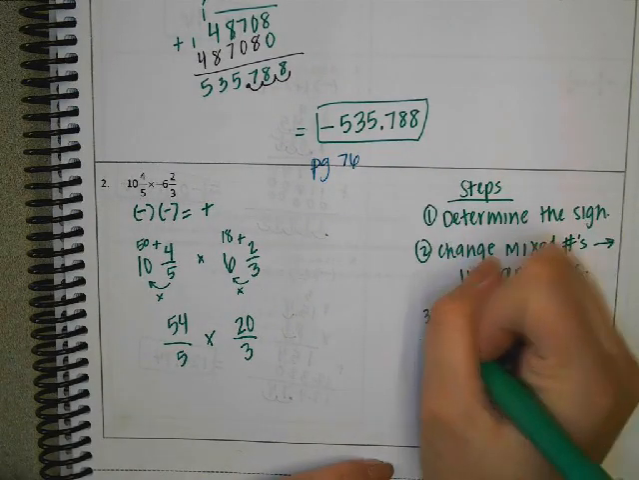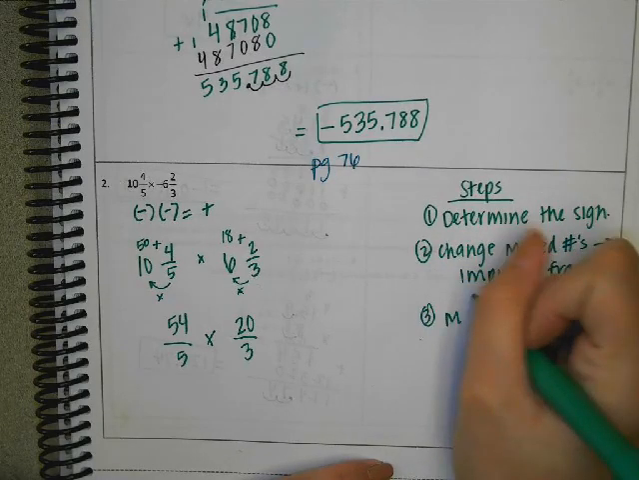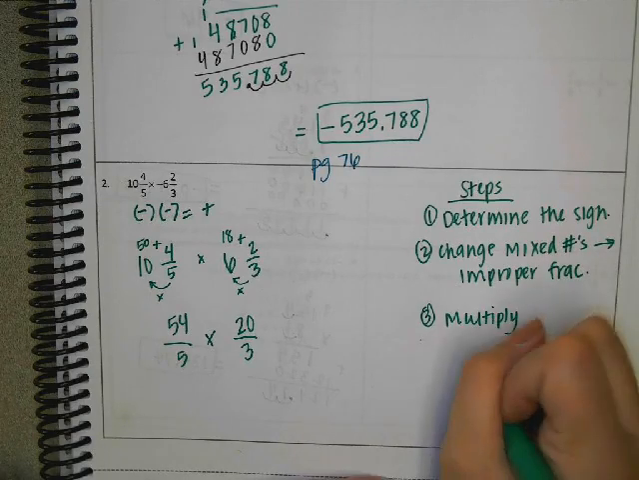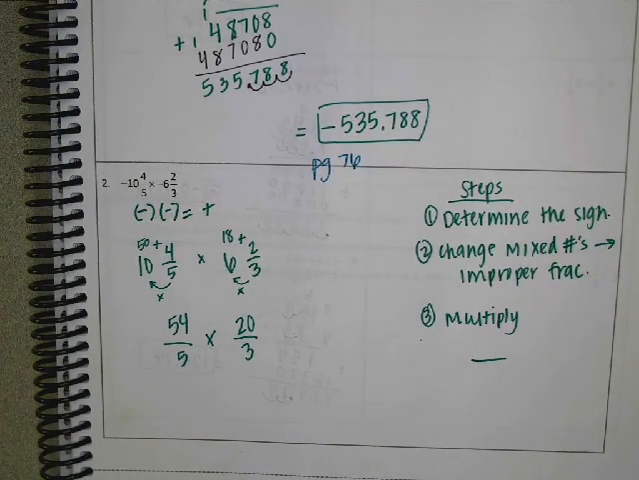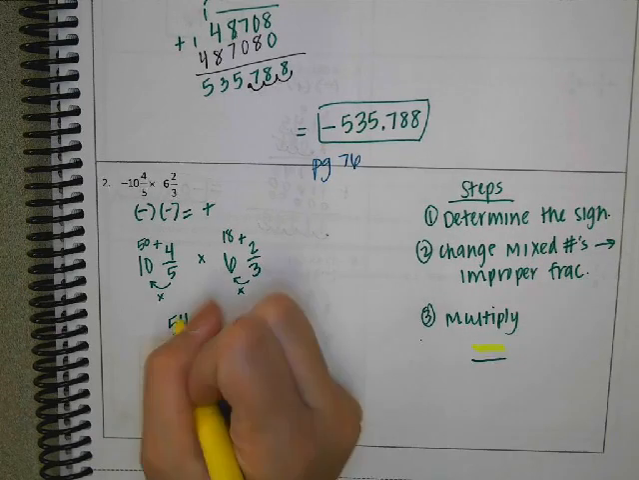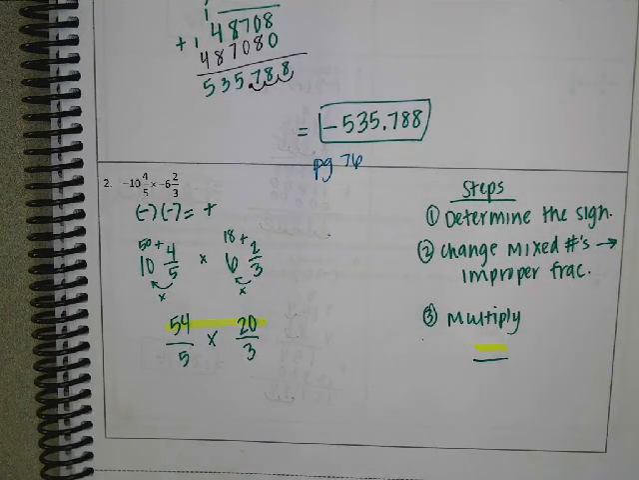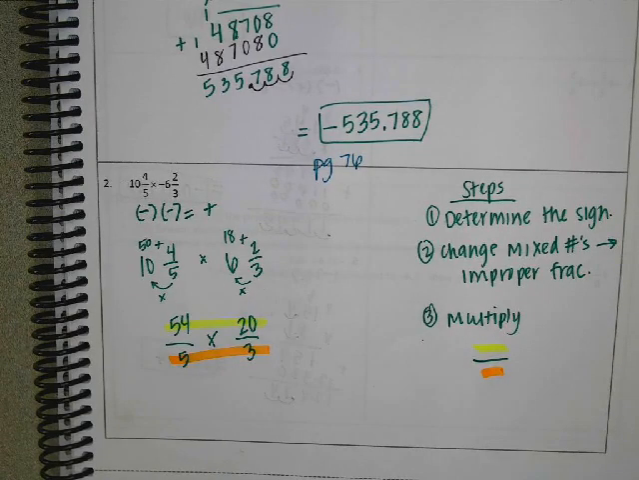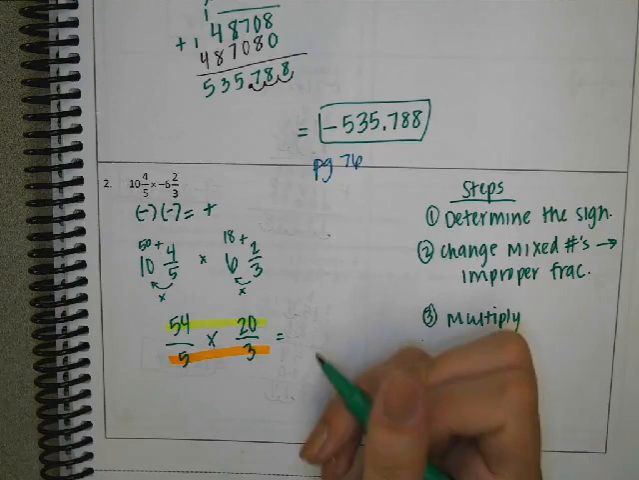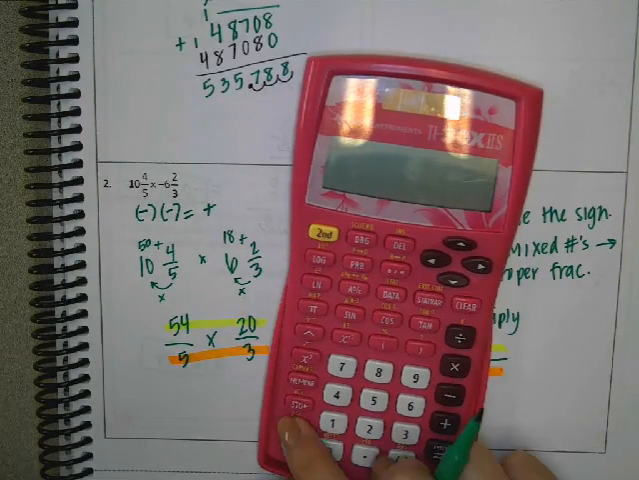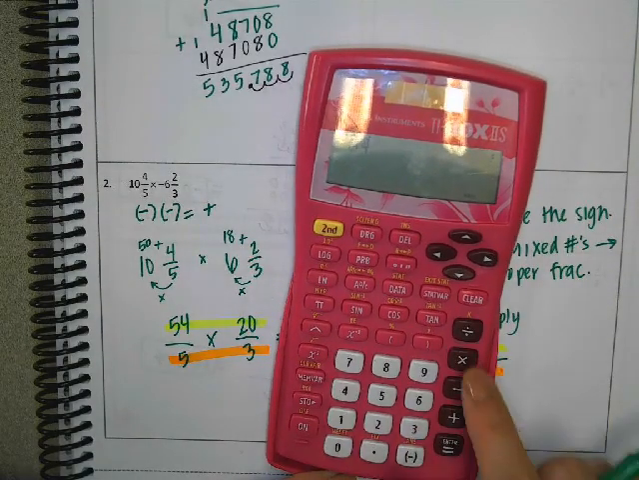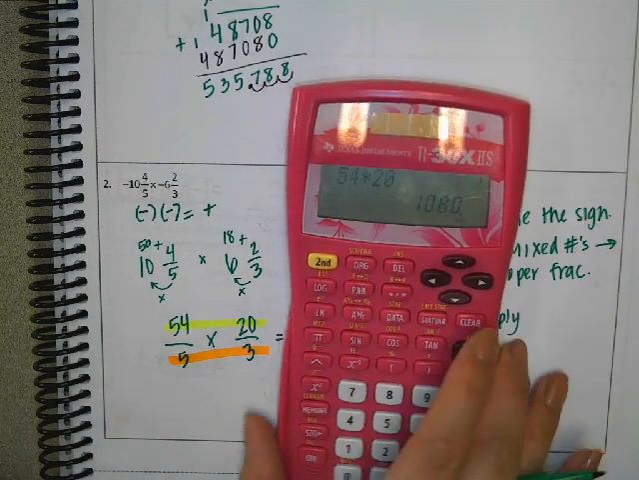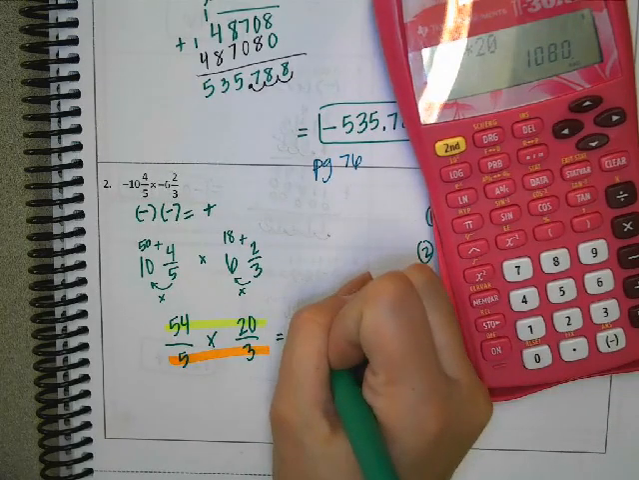Then from here, the last thing I need to do is multiply. And I'm going to multiply the yellow over the orange. I'm going to use these highlighters instead of me writing it. So you're multiplying straight across. So I don't know off the top of my head what is 54 times 20. I probably could figure it out pretty fast, but I'm going to stick it into the calculator. 54 times 20 quickly gives me 1080.